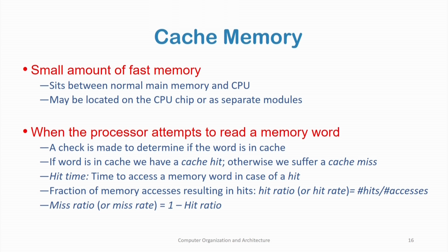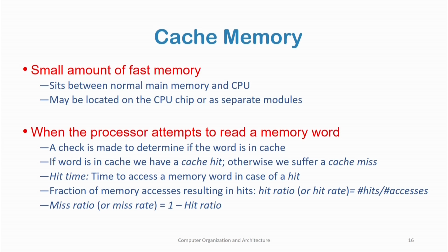Cache memory, as we said, is based on the SRAM memory technology. It is a small amount of fast memory which sits between the main memory and the CPU, and it may be located within the CPU chip or as separate modules which are plugged in on the motherboard. When the processor attempts to read a memory word from the main memory, what does it do? It places the address of the memory word on the address bus.